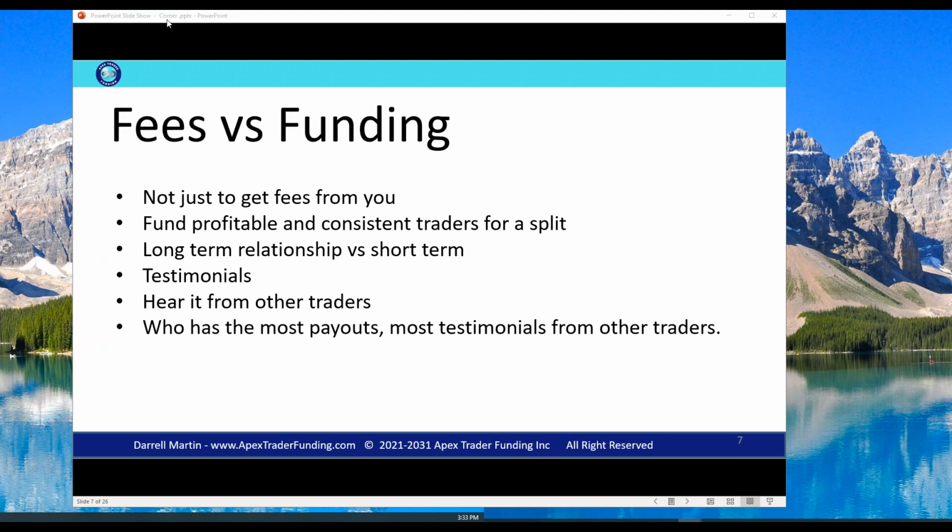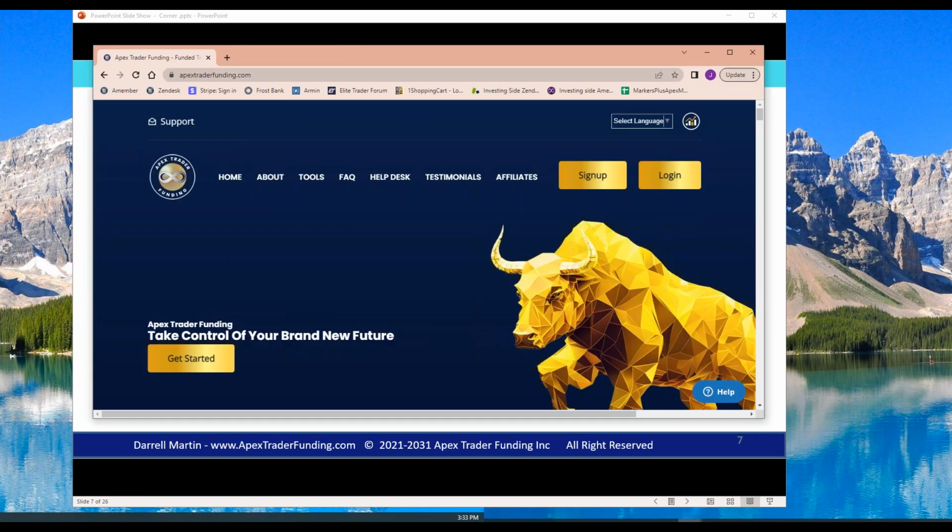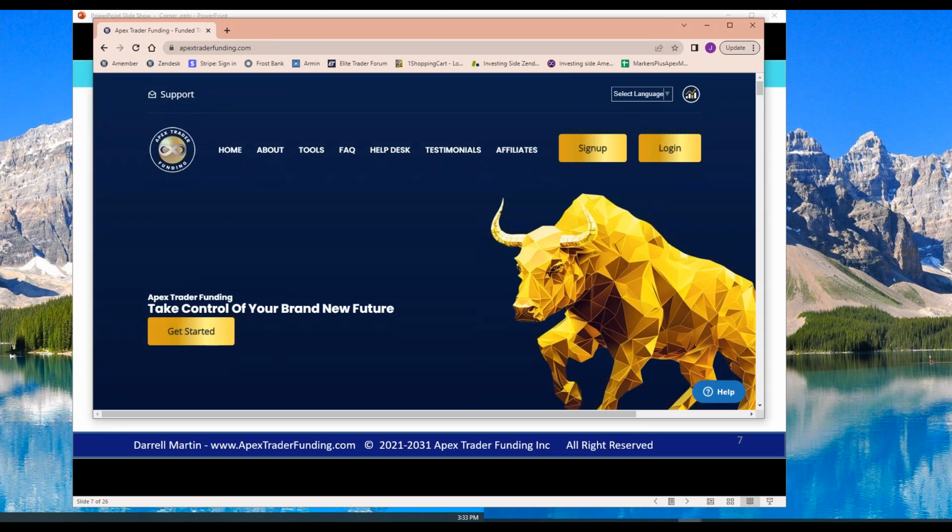I'm going to pull it up here and hope I can get it on the screen. Since we're having this screen issue here. So let me just pop this up here. I just want to show you where you can get some more information from. Okay, you go over to our website, apextraderfunding.com. Can everybody see my screen here? Can everybody see the website I just pulled up?